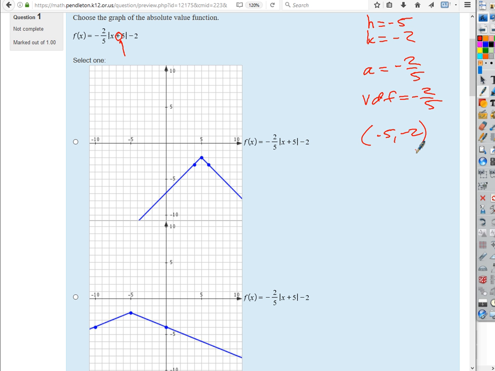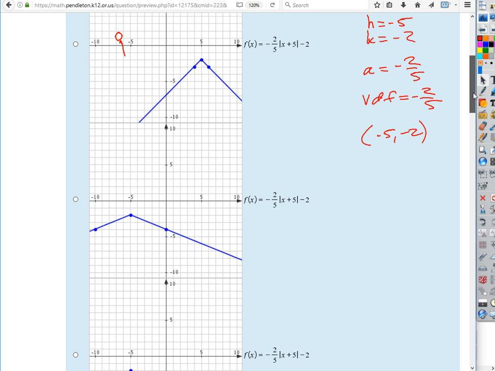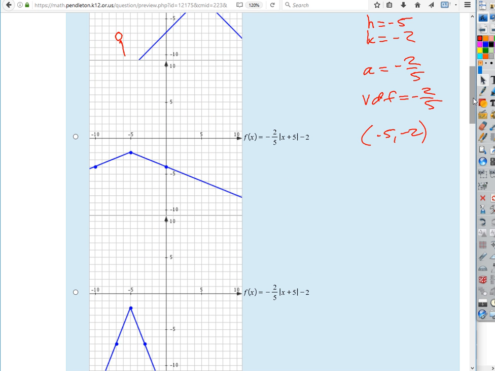So let's talk about that. What does that mean? If the vertical dilation factor is -2/5, what's that doing? It's telling us that we're going to multiply our original vertical distance from the vertex by 2/5. Okay? So let's find one that does that. Let's check out the ones that are at the right places. So there's -5, -2 right there, agreed? Okay, does this do what it's supposed to do? Does the dilation factor work here?